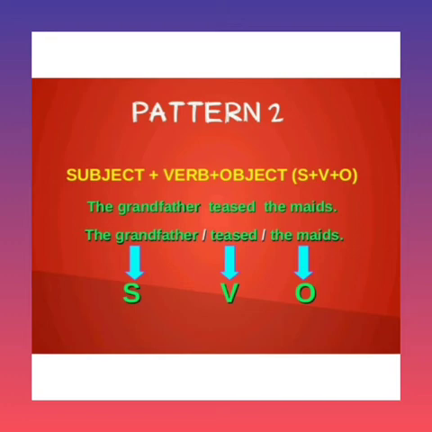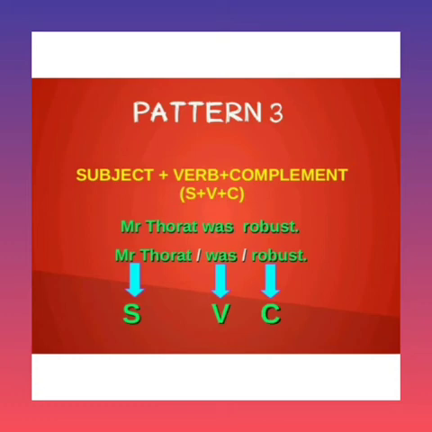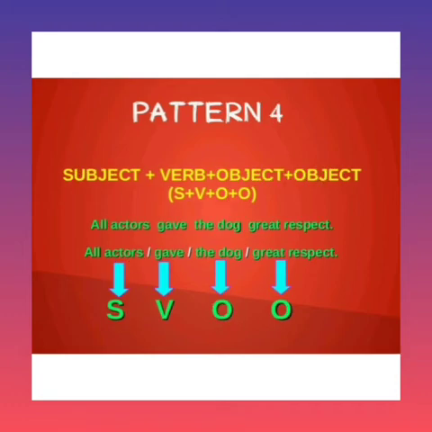Next, coming to pattern 3, subject plus verb plus complement. So complement gives complete meaning to the sentence. Mr. Thorett was robust. Mr. Thorett is the subject, was is the verb, robust is the complement. So the be verbs and auxiliaries take the complement. So pattern 3, SVC.